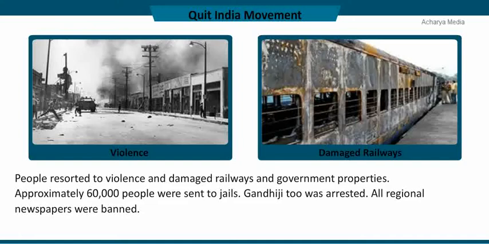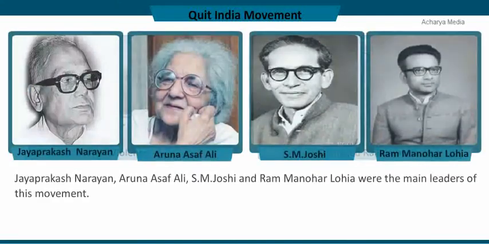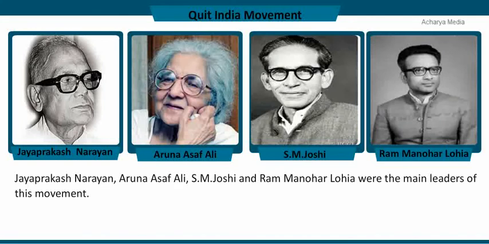Approximately 60,000 people were sent to jails. Gandhiji was also arrested. All vernacular newspapers were banned. The main persons who led the freedom movement were Jayaprakash Narayan, Aruna Asaf Ali, S.M. Joshi, and Ram Manohar Lohia. This movement continued till the end of the Second World War.